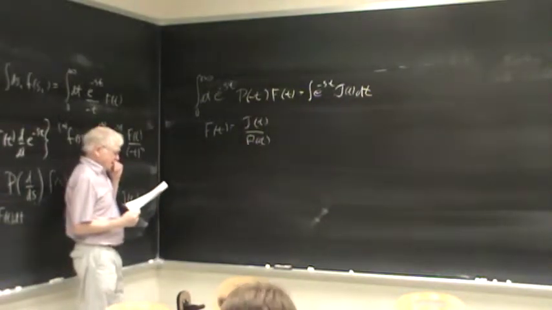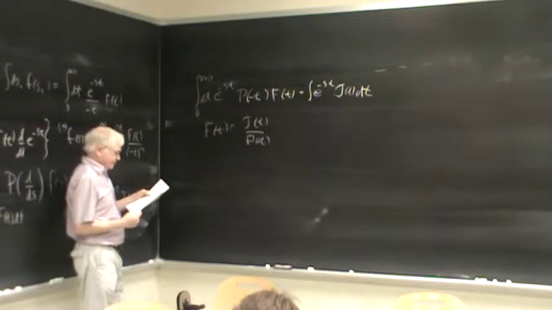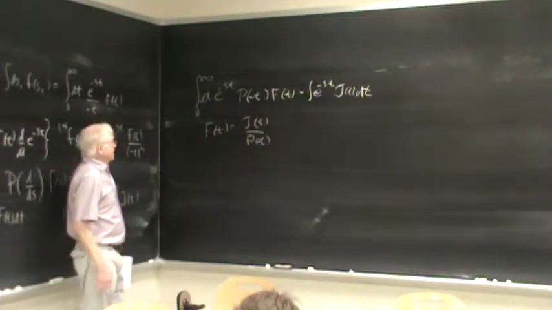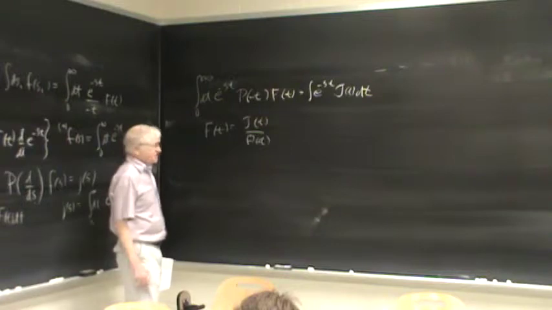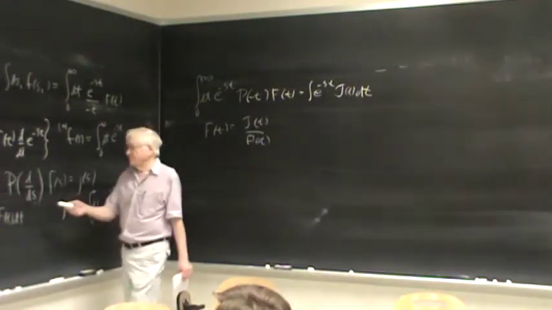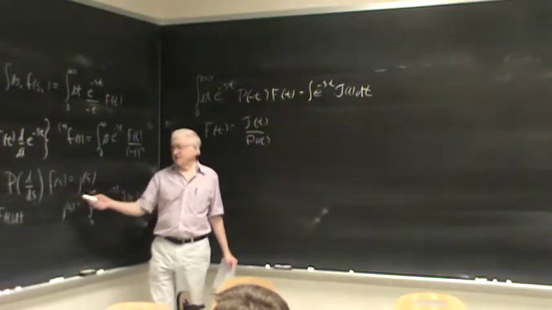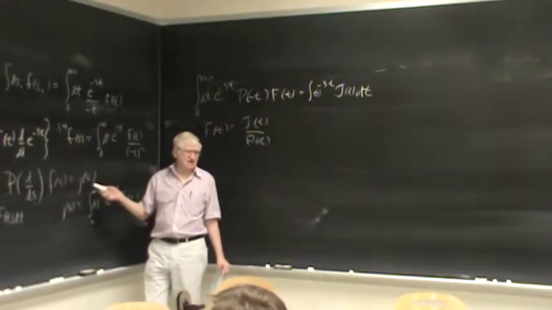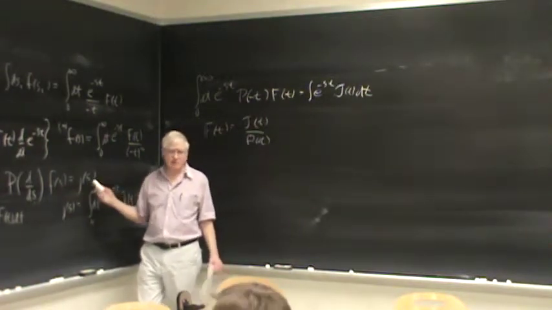Okay. Now, this gives a solution to this inhomogeneous equation, P of d by ds on F of s equals J of s. That's inhomogeneous because the right-hand side is not 0.